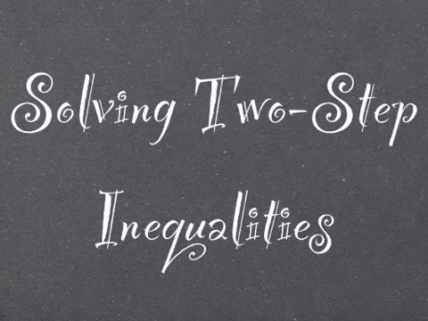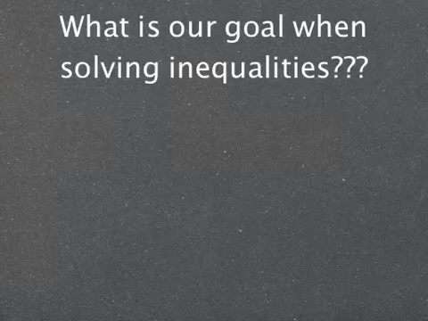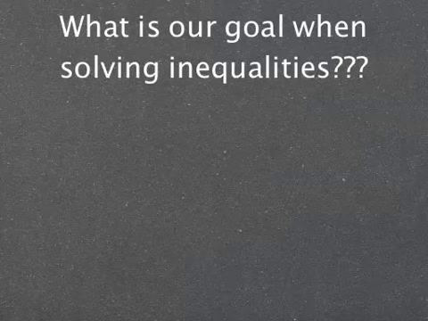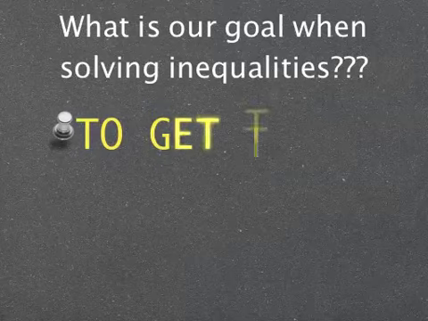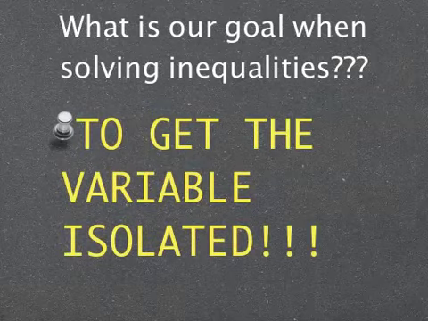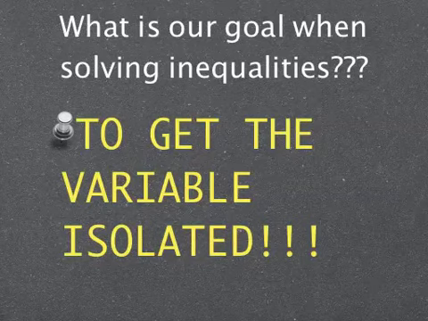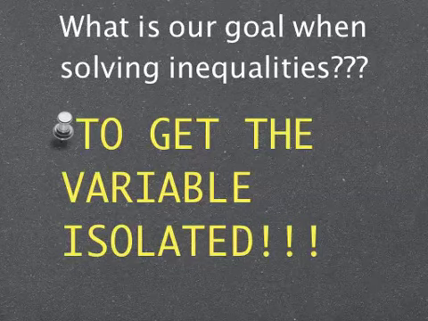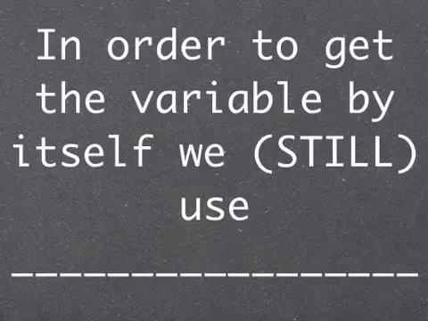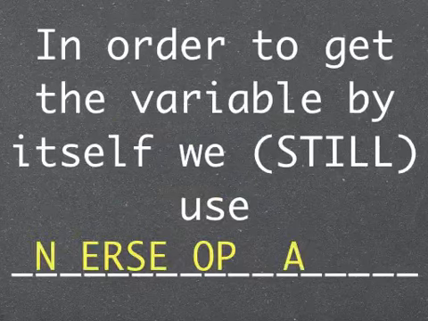Today we're going to talk about solving two-step inequalities. We've talked about solving one-step equations with addition and subtraction and one-step inequalities with multiplication and division. And so far our goal has always been to get the variable isolated or by itself on one side. Just like when we were solving equations, and just like when we were doing one-step inequalities, our goal is still to get the variable isolated or by itself. In order to get the variable by itself, we are still going to use inverse operations.